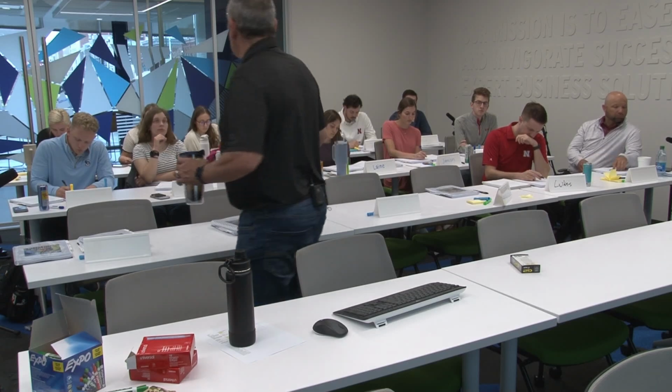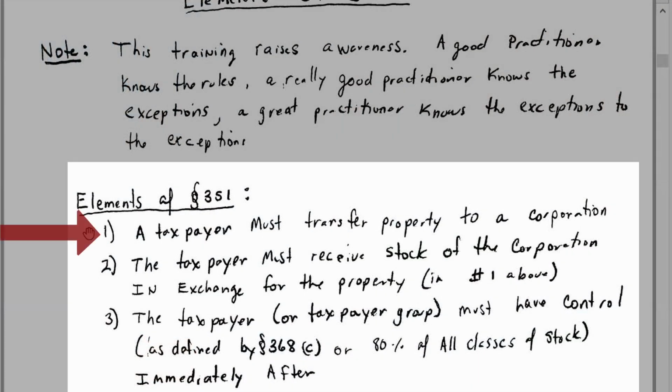What are my 3 elements, Emma? The taxpayer must transfer property to a corporation. The taxpayer must receive stock of the corporation in exchange for the property in number 1 above. The taxpayer must have control or 80% of all classes of stock immediately after.